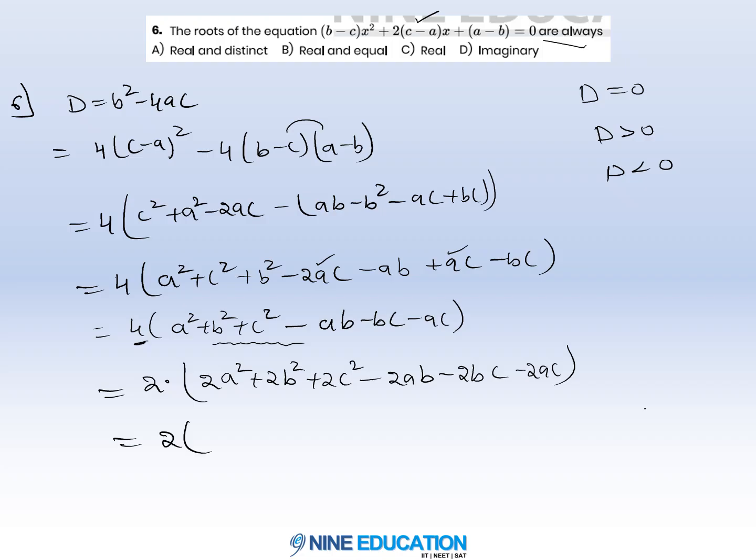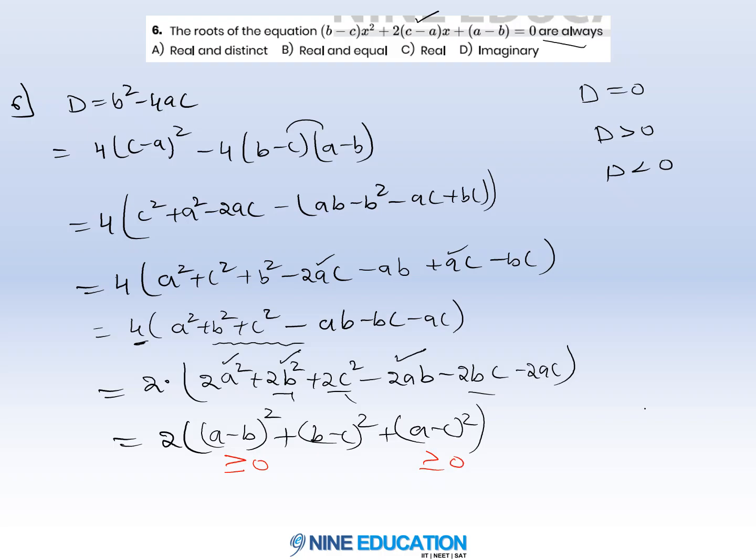So 2a square can be written as a square plus a square, in the same way b square plus b square and c square plus c square. Utilize one a square, b square, and this minus 2ab. All together we can write as a minus b whole square. In the same way, we can use one leftover b square, c square, and minus 2bc. We can write all these three terms as b minus c whole square. So similarly, we'll be left with a minus c whole square part. Okay. Now we got sum of squares. Sum of squares will be greater than or equal to 0.